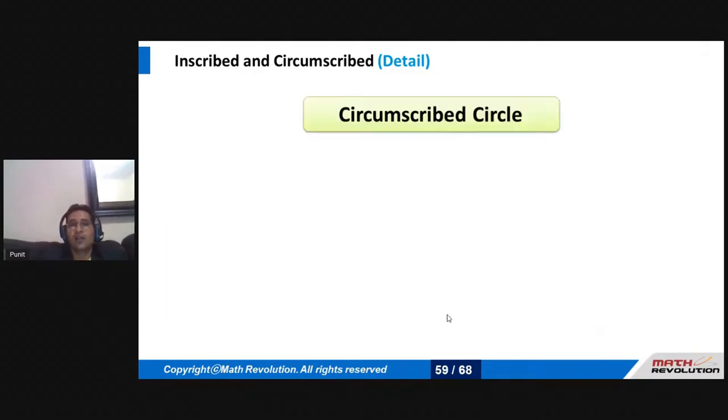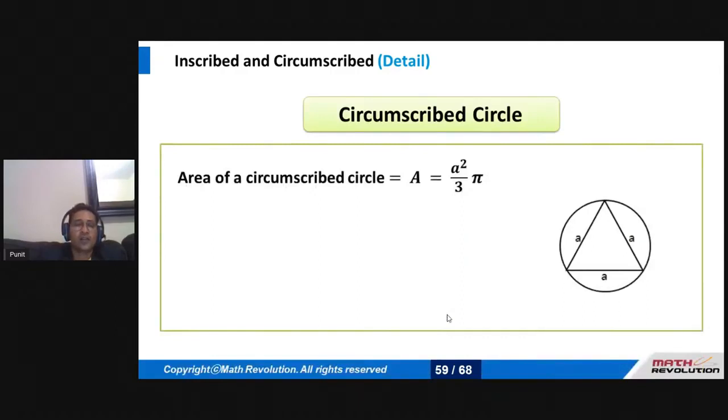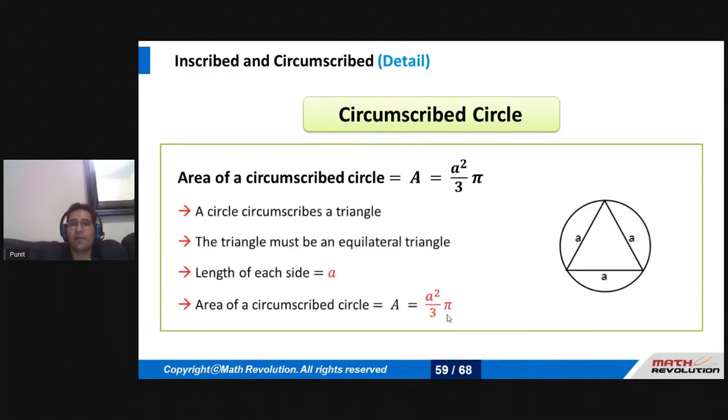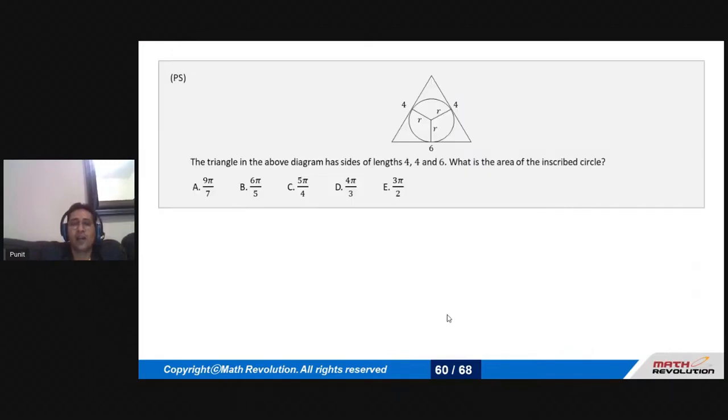Let's go with some understanding of circumscribed. How does the circle touch? So over here, the area of a circumscribed circle would be a squared over 3 times pi. The length of each side of the triangle here is a. This becomes a squared over 3 times pi.